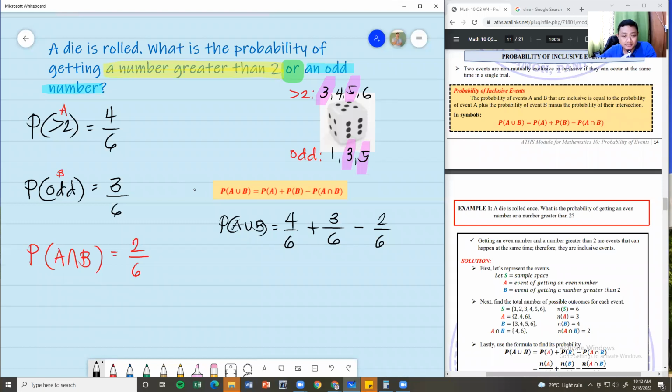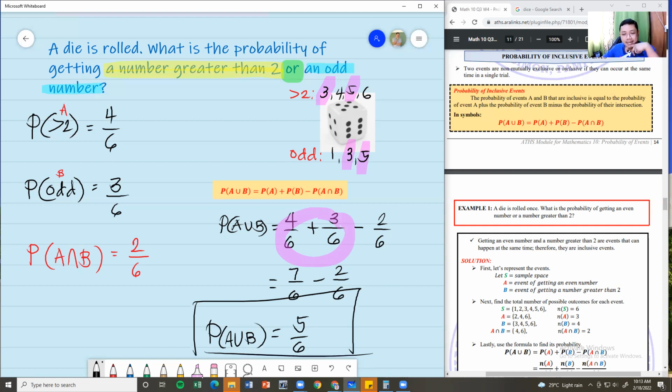Okay? And so, when we simplify this, this becomes 4 plus 3. That becomes 7 over 6 minus 2 over 6. Okay? Inadd ko itong dalawa. And then finally, let's subtract 7 minus 2. That's 5 over 6. So that's the probability of the union of A and B. That's it. Show me a reaction if that process is clear.